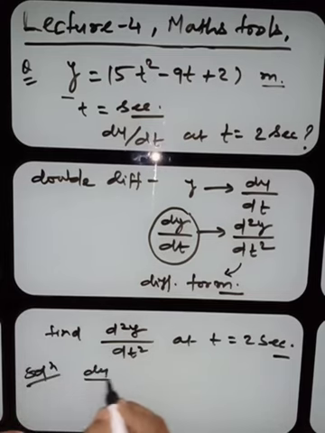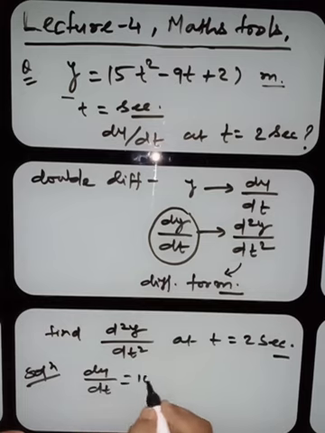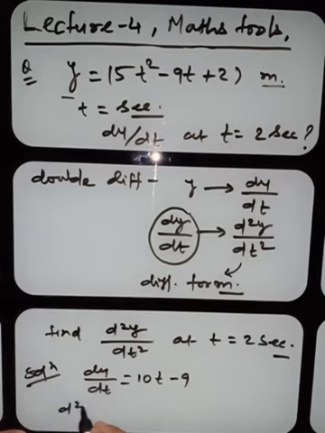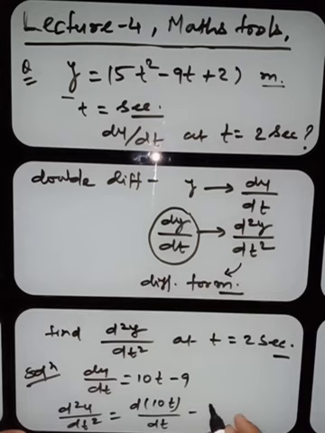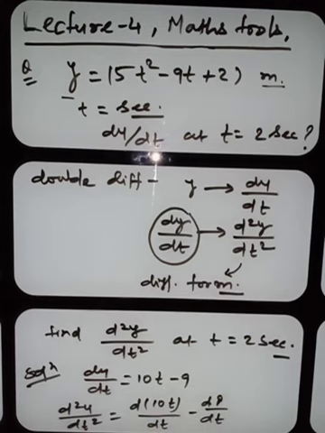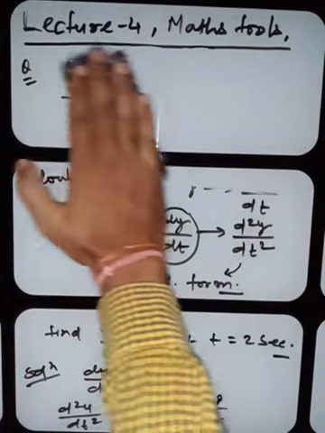What was the value of dy by dt? It was 10t minus 9. Now differentiating this again with respect to time, we will have d2y by dt square, which is d(10t) by dt minus d(9) by dt. What we are doing is a very simple thing. We are differentiating this function again with respect to the same variable, that is the time.